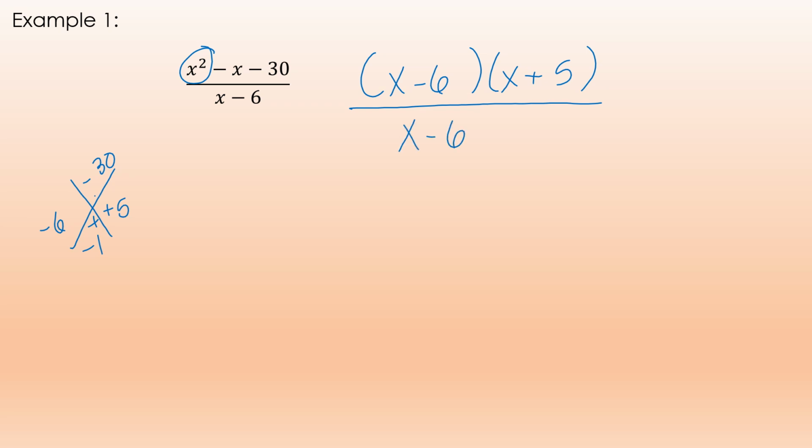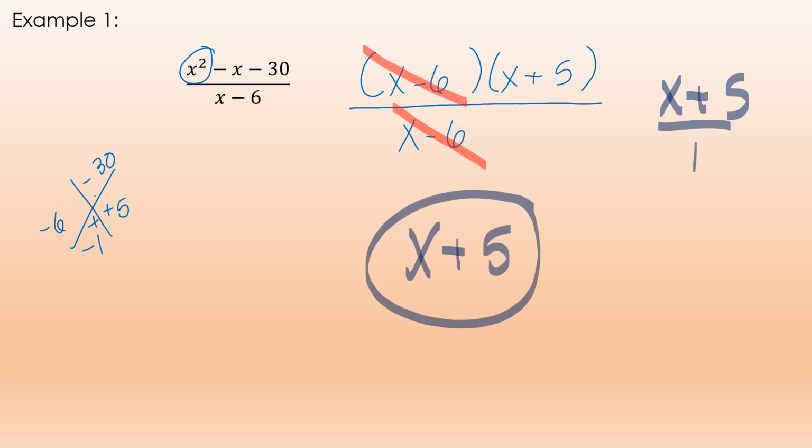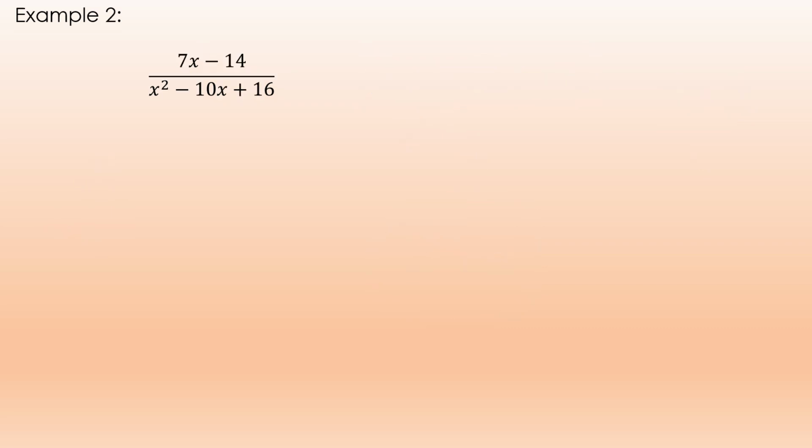Divided by x minus 6. All right, I have 100% the exact same factor, the x minus 6 in the numerator and denominator. What does that leave me as my final answer? x plus 5 over 1, or just x plus 5. That's it. That's your answer. You've simplified and you're done. Move on.